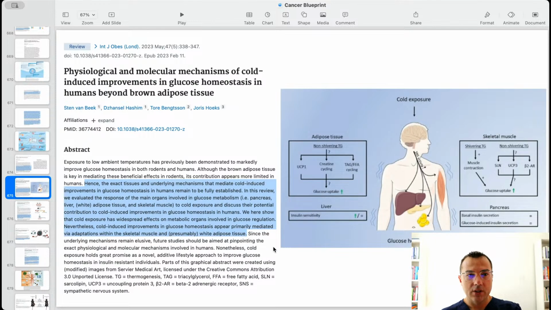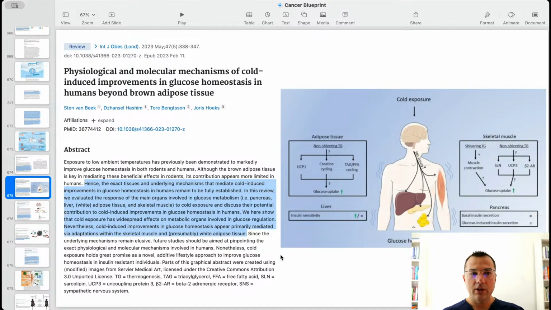Moving on here. So this is a more recent paper that was published in 2023, and the paper is titled Physiological and Molecular Mechanisms of Cold-Induced Improvements in Glucose Homeostasis in Humans Beyond Brown Adipose Tissue. And it says here, hence, the exact tissues and underlying mechanisms that mediate cold-induced improvements in glucose homeostasis in humans remain to be fully established.